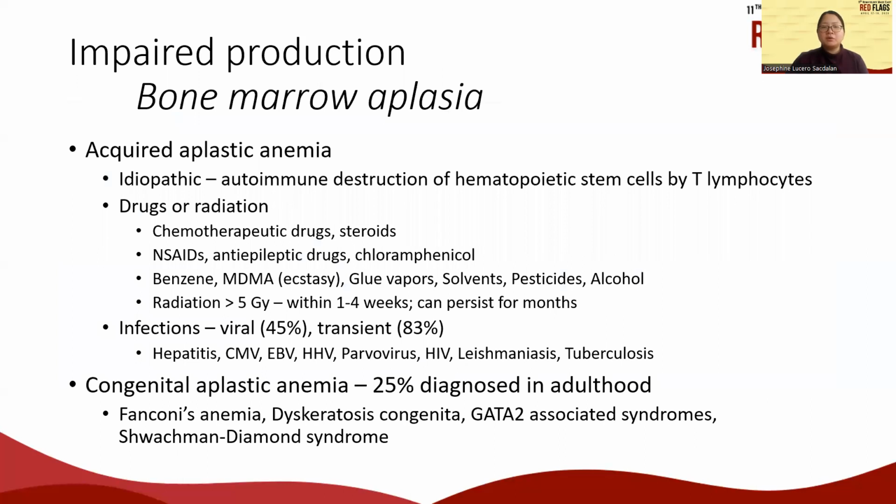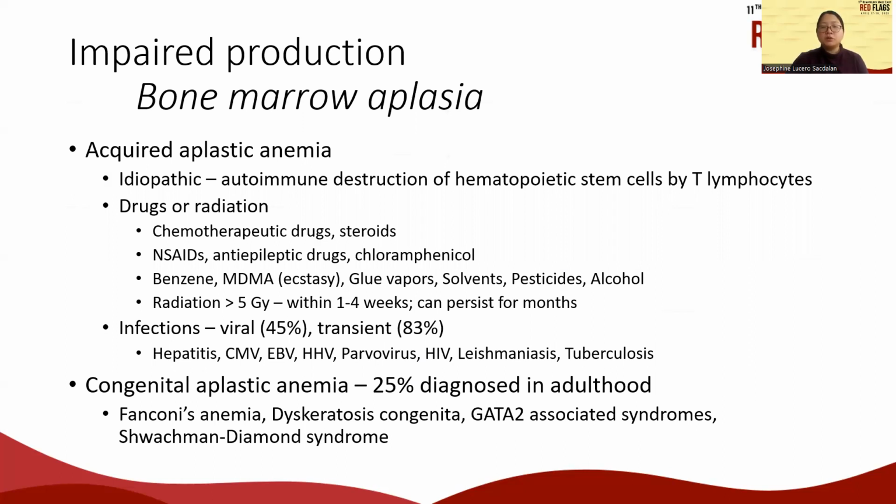Let's take a closer look at the causes. First, impaired production. Aplastic anemia, or AA, is marked by a failure of hematopoiesis. Though it is termed anemia, its main feature is the near absence of hematopoietic precursors presenting with pancytopenia. Acquired causes include an autoimmune destruction of the hematopoietic stem cells, but also drugs and radiation can damage these bone marrow cells. Likewise, infections can cause aplasia and usually are more commonly caused by viruses.